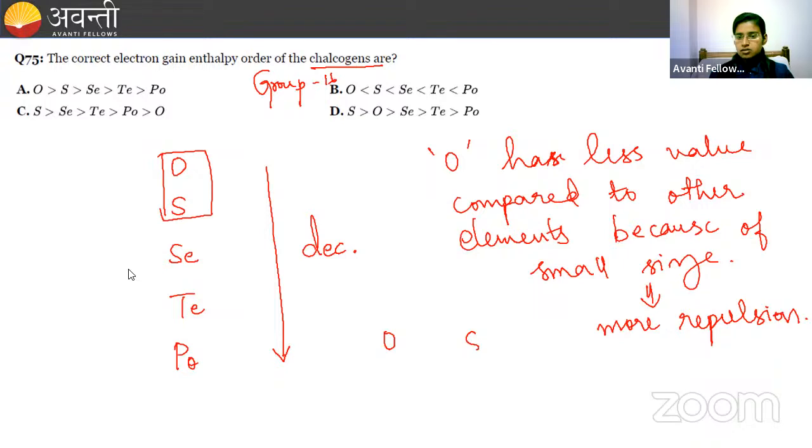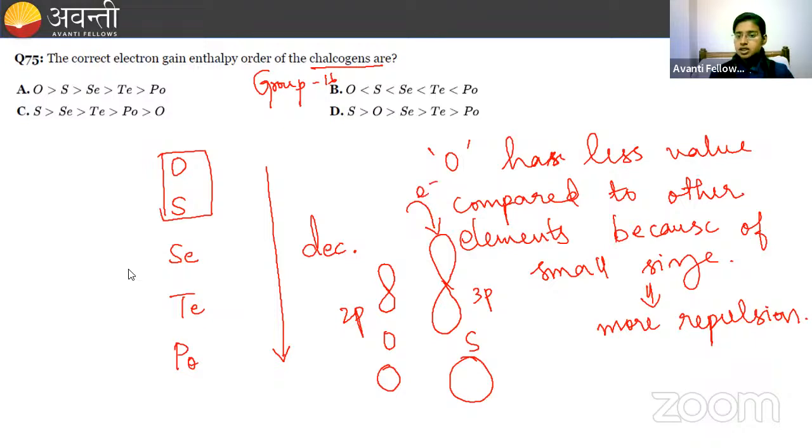So this is oxygen and this is sulfur. Oxygen size is small, sulfur size is a little bit big. Oxygen has a 2p orbital, sulfur has a 3p orbital, which is bigger in size compared to 2p. So if I want to add an electron to 3p, it is very easy because the size is bigger and electron repulsion will be less. But in case of 2p, electron repulsion is more, so we cannot add an electron that easily. So we follow sulfur, selenium, tellurium, polonium, and at last only oxygen will come, because of the size factor and the repulsive factor.